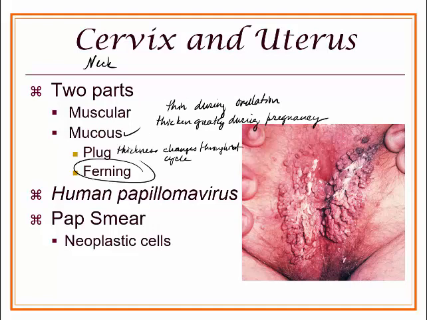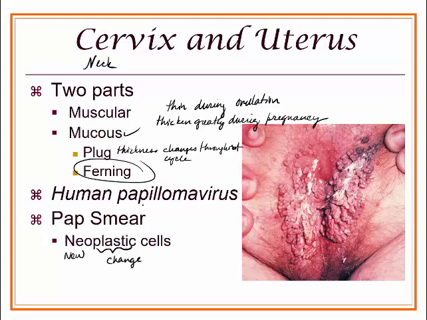Human papillomavirus is a virus that can affect the reproductive system, and it can be detected by doing a pap smear. A pap smear is a test where a sample of cells from the cervix are taken and viewed under a microscope. And what the technician will be looking for are what are called neoplastic cells. So plastic means able to change and neo means new. So this means newly changed cells.